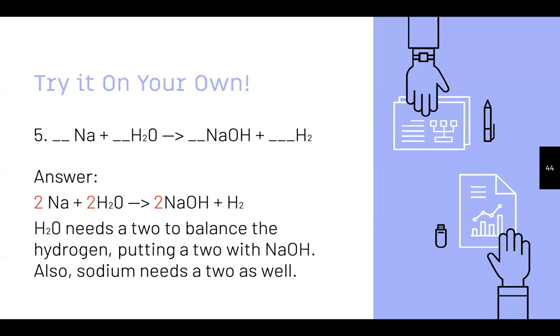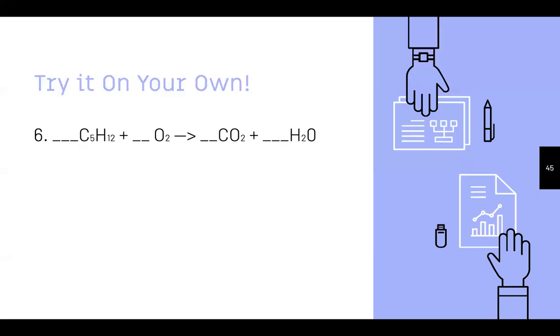So then to balance that back on the left-hand side, we need a 2 for the Na, so the Nas are both 2. And then 2 out front for the H2O. That way we have 4 water molecules on each side and then 2 oxygen molecules on each side. Another one on your own.